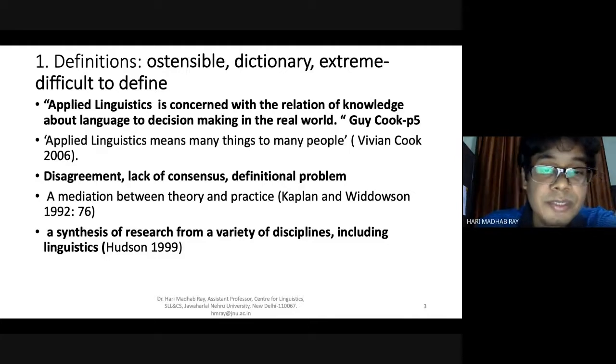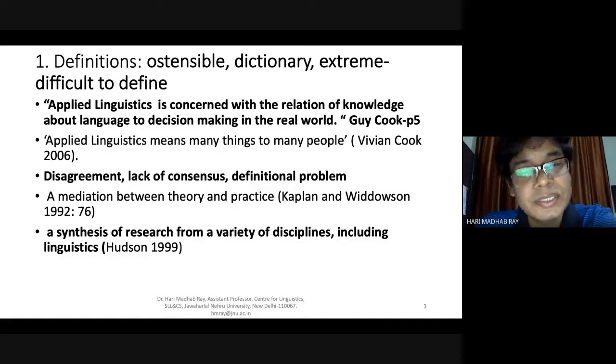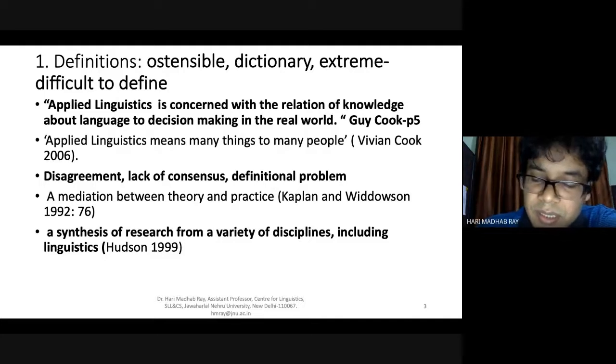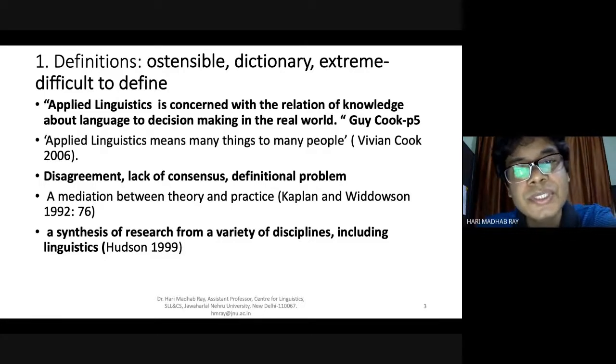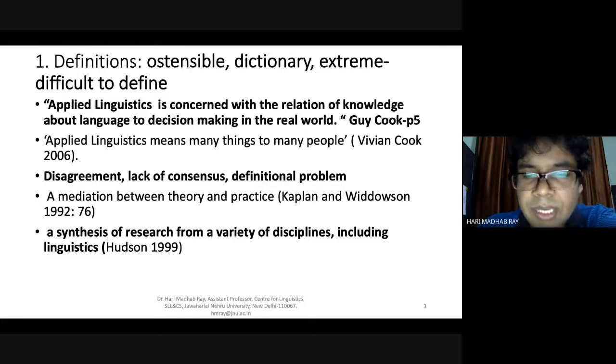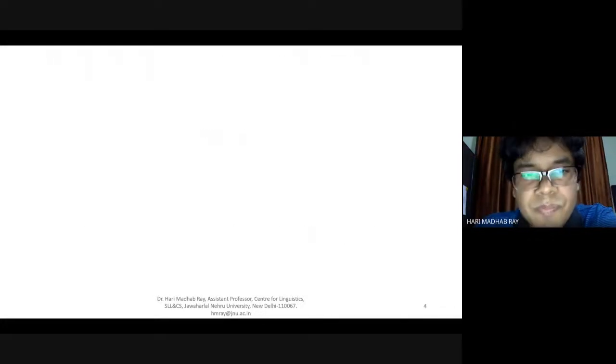So by 1999 we have moved so far, at least 50 years or more, and I think I told you how this field has changed within 50 or 60 years. It started with language teaching, and slowly and gradually we have expanded our horizon. And applied linguists started working on different issues, different things.